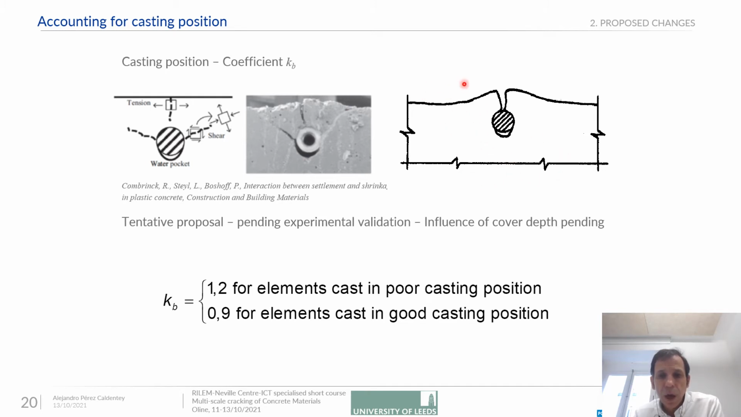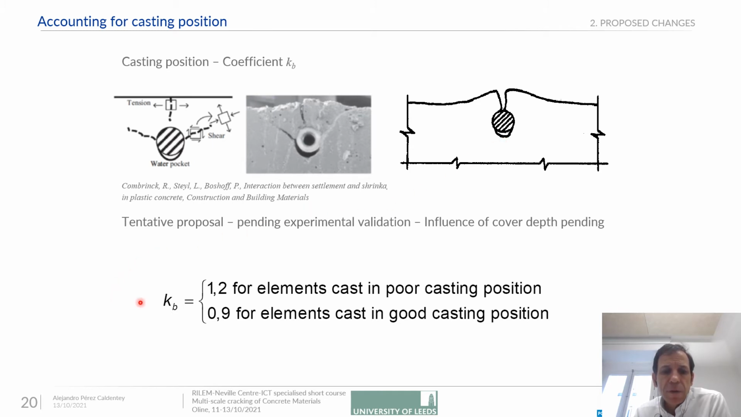The water goes up, and what you get are water pockets below your reinforcement, so that the bar is not in contact with concrete along the full perimeter, but has some voids at the lower part.